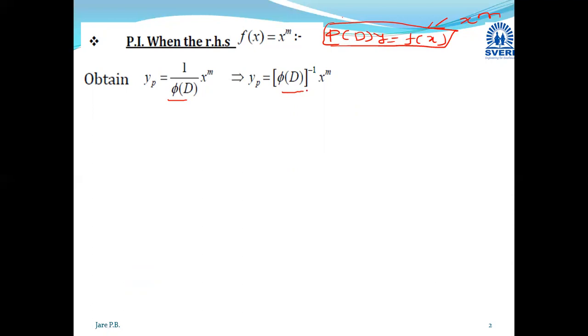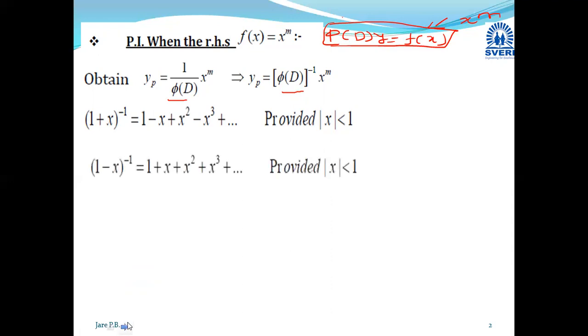After writing phi of D raised to minus 1, we use only two formulae, and these two formulae are very important. The first formula is (1 plus x) raised to minus 1, which equals 1 minus x plus x square minus x cube plus so on, provided mod of x is less than 1. Now the second formula: (1 minus x) raised to minus 1 is equal to 1 plus x plus x square plus x cube plus so on. These two formulae are very important for solving this function.